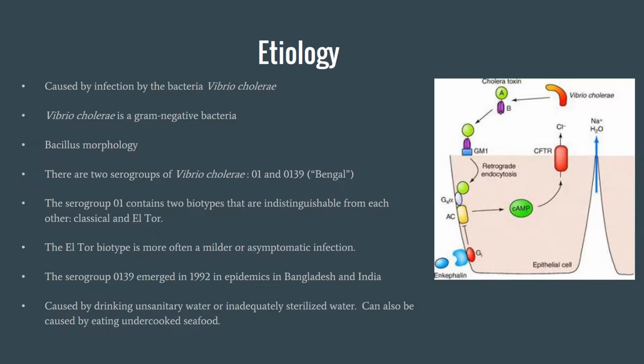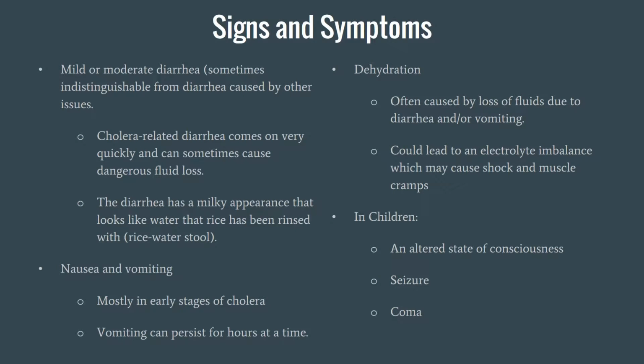It can also be caused by eating undercooked seafood, which we will go into more detail later. The signs and symptoms are mild or moderate diarrhea. Sometimes the diarrhea is indistinguishable from diarrhea caused by other issues, but it usually comes on very quickly and can sometimes cause dangerous fluid loss. The diarrhea will have a milky appearance that looks like water that rice has been rinsed with, also known as rice water stool.